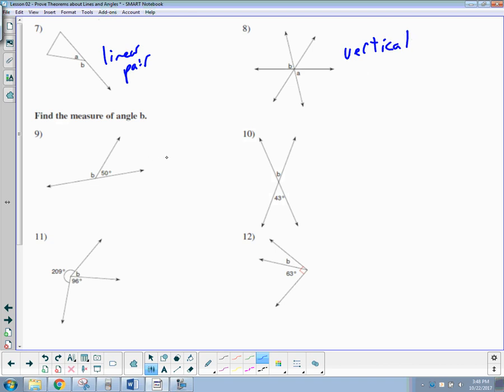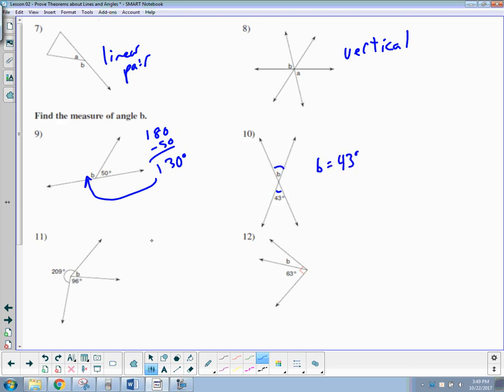Find the measure of angle B. Alright, again, straight line. 50 degrees. They're supplementary, so we should go 180 minus 50, and we get 130. That's what B is going to be. Again, I'm checking my work with the answer key. So far, so good. Property here is vertical angles, so that means they should be congruent, so B is going to be 43 degrees.